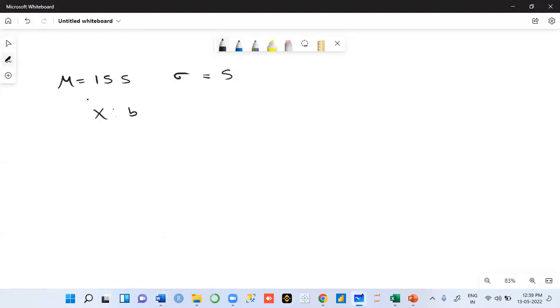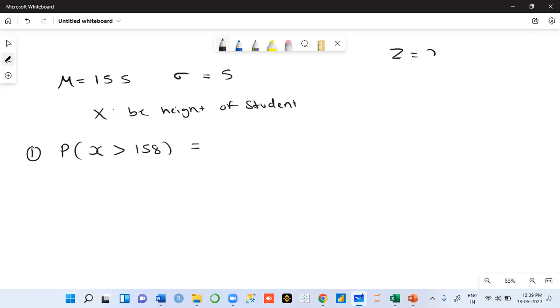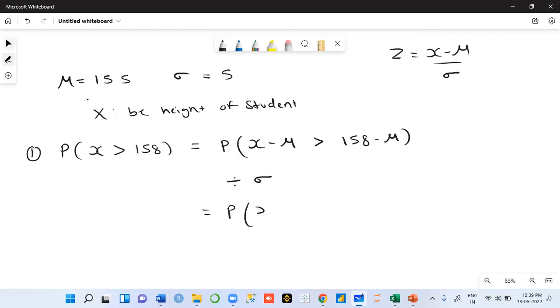So we say let X be the height of a student. First question says probability of X, the student's height, will be more than 158. Clear? So we have to convert this X data into the format of Z, which is X minus mu upon sigma. What we required on the left hand side, guys? X minus mu greater than 158 minus mu, taking minus mu on both sides, dividing both sides by sigma. Clear? Okay.